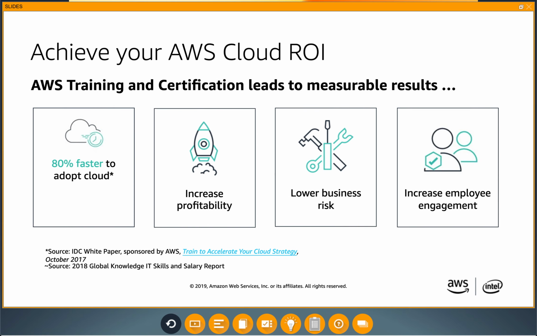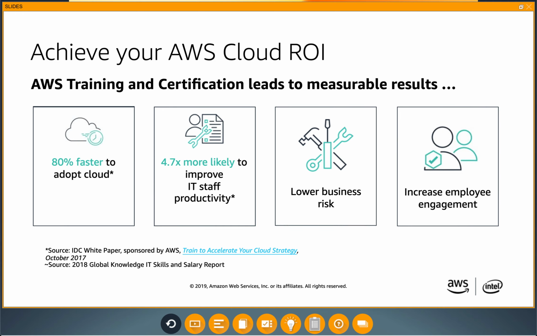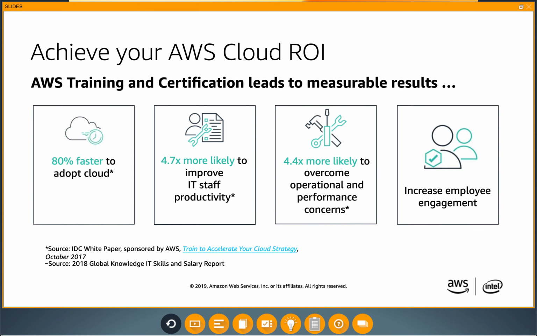Faster time to market. Comprehensive AWS training helped customers adopt AWS Cloud 80% faster than customers who did not have a formal training program. Increased profitability. AWS training increases staff productivity by a factor of 4.7, accelerating their ability to deploy the right AWS service quickly, securely, and with fewer problems and issues. Lower business risk. AWS training helps you avoid common pitfalls and problems by a factor of 4.4, helping you avoid these and other related problems.